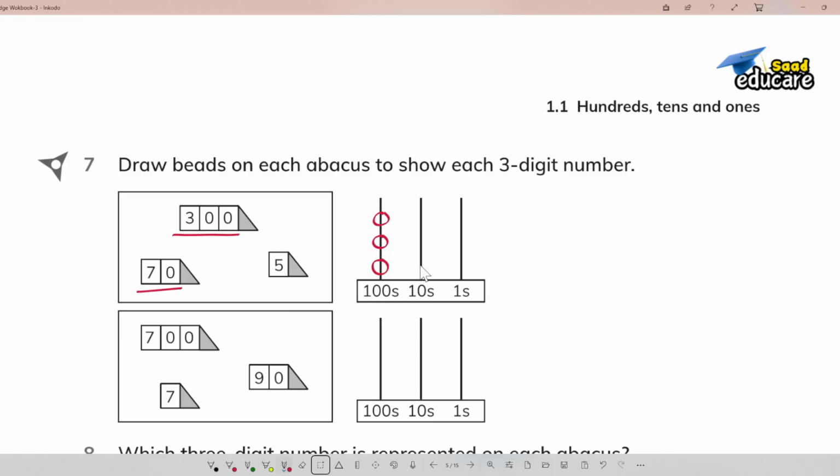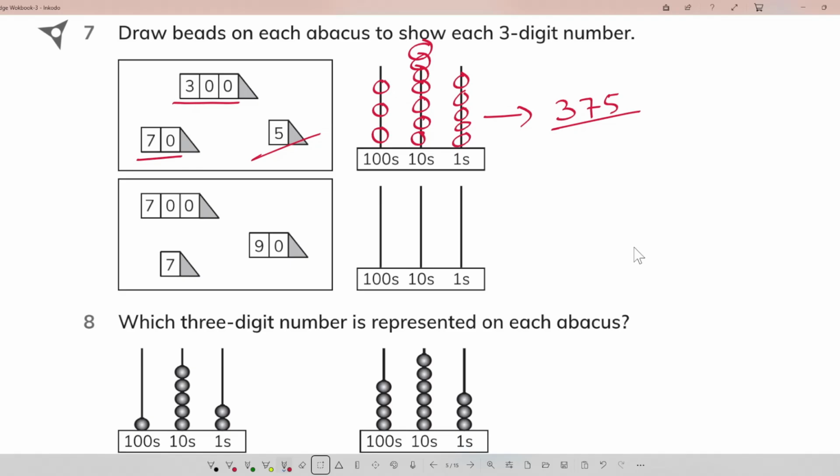Here is 70, so 10, 1 2 3 4 5 6 and 7, and 5, 1 2 3 4 and 5. Very simple. So here is what? Here is 370 and 5, 375. Same thing, here is 700, and this is 100 towers, so we will implement 700, it means 7 bits, 1 2 3 4 5 6 and 7.